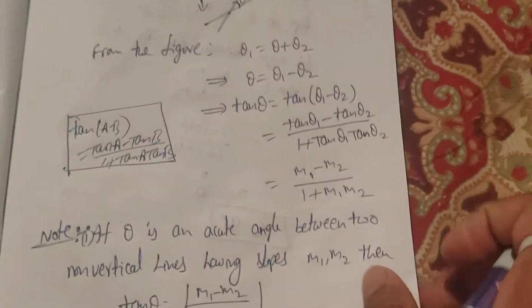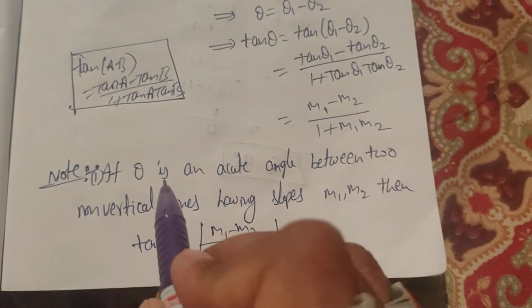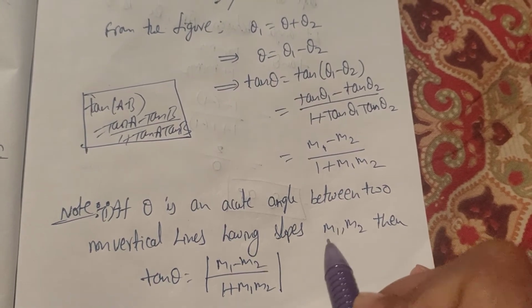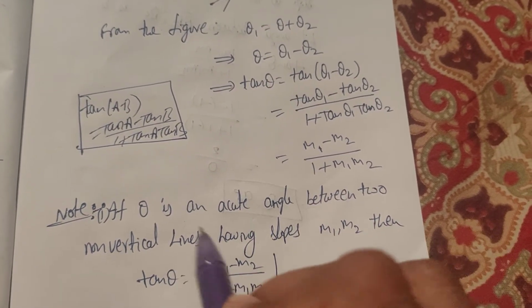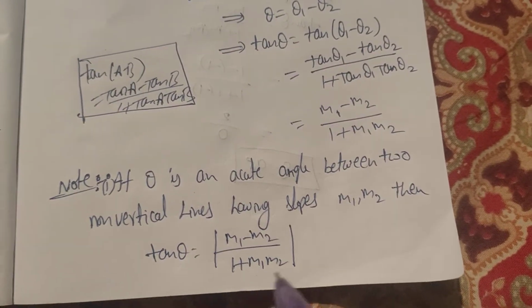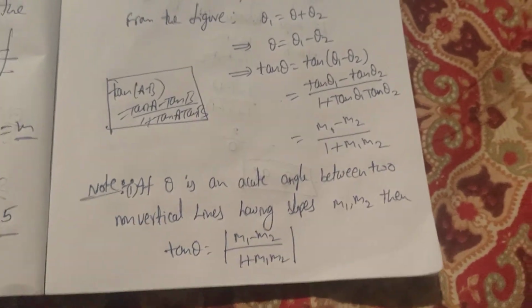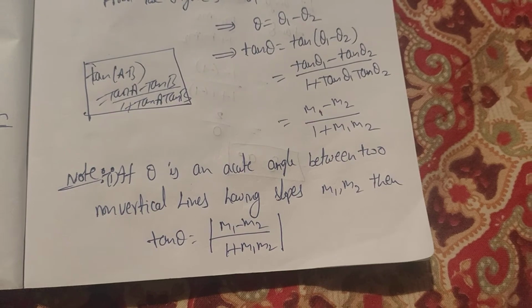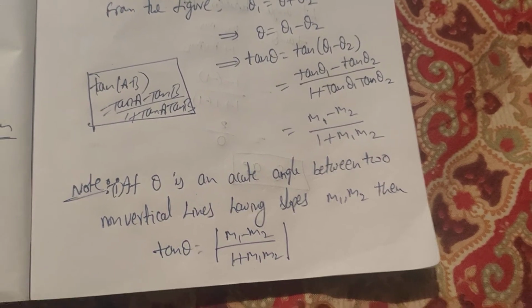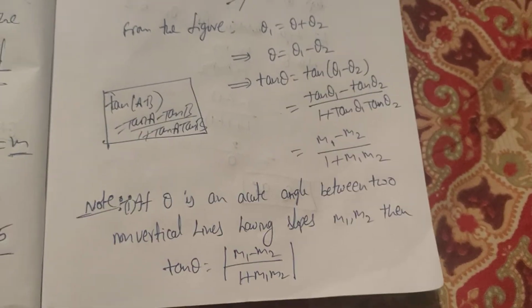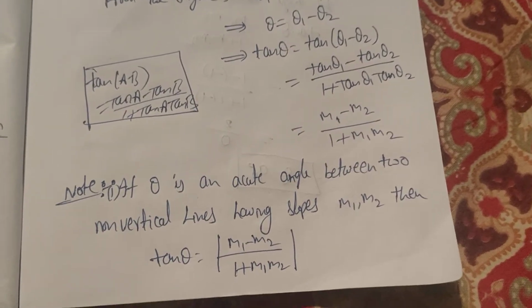Next, whenever theta is an acute angle between two non-vertical lines having slopes m1 and m2, if he is asking to find the acute angle, you just keep the modulus for this. For suppose m1 minus m2 by 1 plus m1 m2 gives a negative ratio, that means tan theta is negative. But if theta is acute, tan is positive only. So to avoid that negativeness, keep the modulus. So tan theta is equal to modulus of m1 minus m2 by 1 plus m1 m2.